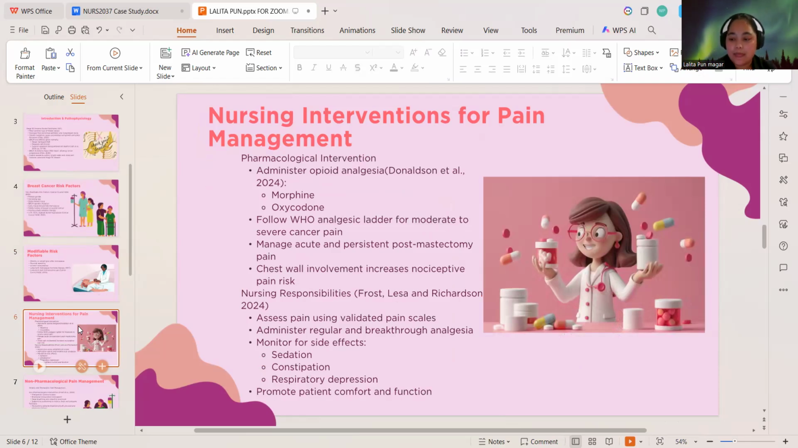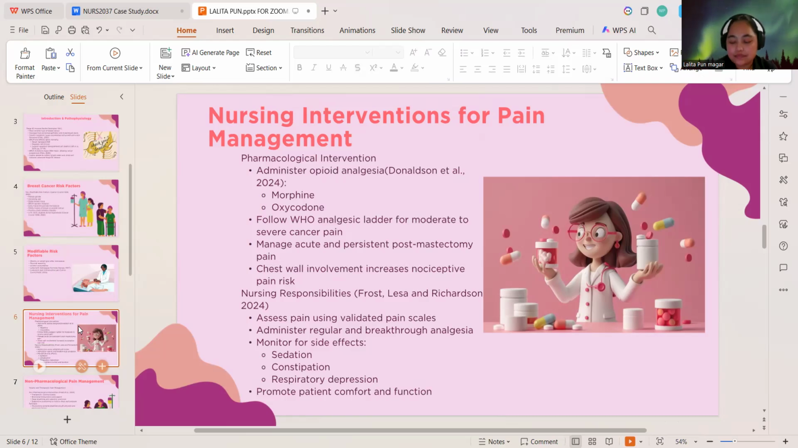So her pain management is a priority because cancer removal was a surgical treatment, and the risk of persistent post-mastectomy pain persists. So the breast cancer related pain can be both acute and long-term, significantly affecting quality of life and function. And in the pharmacological intervention, a key nursing intervention is the administration of opioid analgesia, which are morphine and oxycodone.